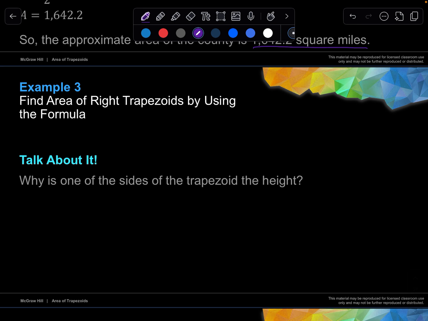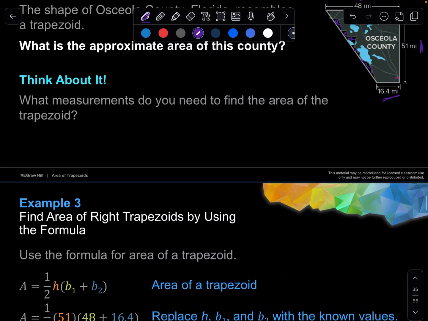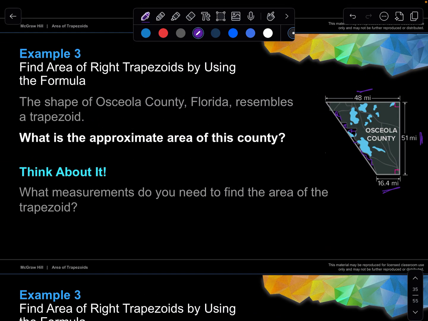Now, in this case, why do we see that one of the sides of the trapezoid is the height? Well, as you can see from this figure, one side of the trapezoid forms a right angle with both the bases. Therefore, the height is the same as the side of the trapezoid.